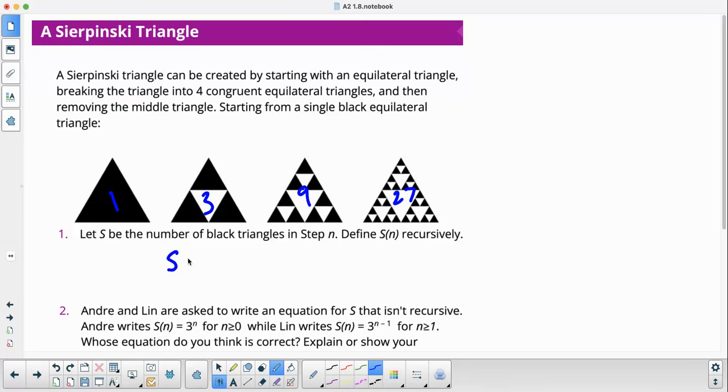So define it recursively. Define the nth term, S of n: you take the previous term, and it looks like you multiply it by 3. Okay, we would need to know the first term. And then we would say n is greater than or equal to 2.